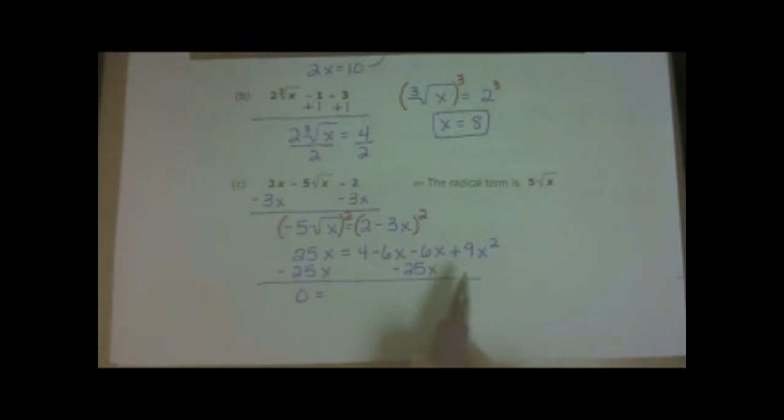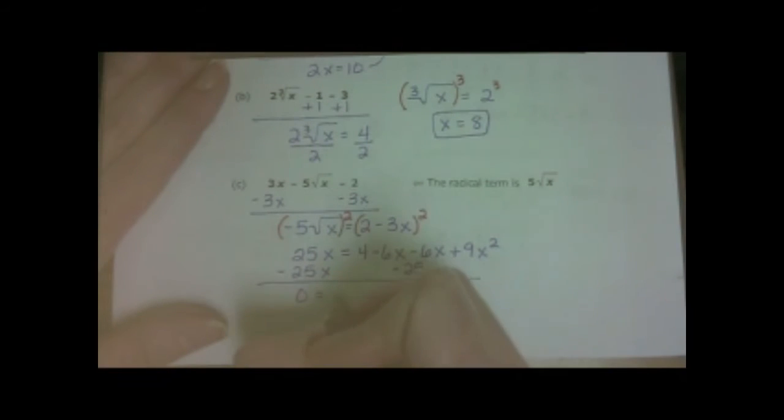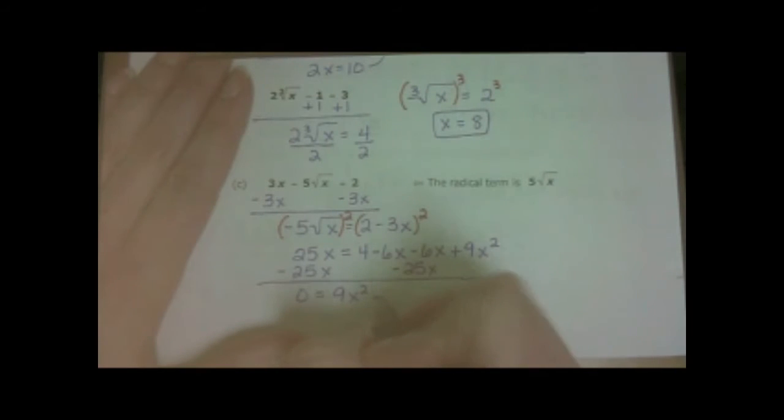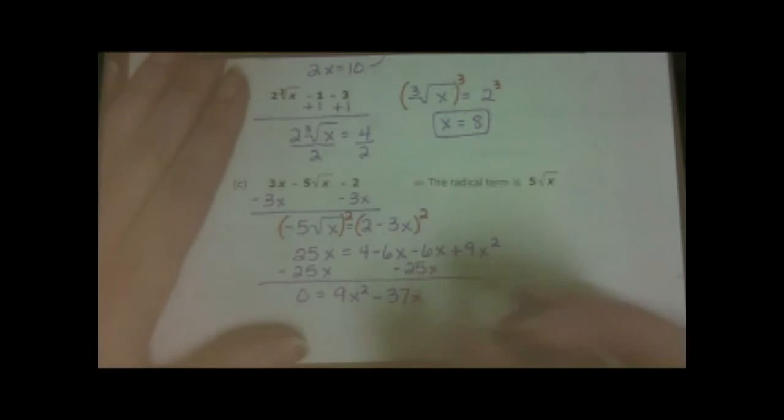So here's what I want to do. I've got 0 equals, and I want to put this, what's left, in descending order. All right? So I'm going to put that 9x squared first. I've got negative 6x, negative 6x, and negative 25x. And that's 37. So minus 37x. And then I've got plus 4.